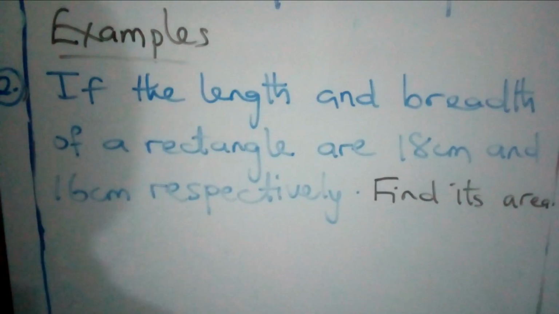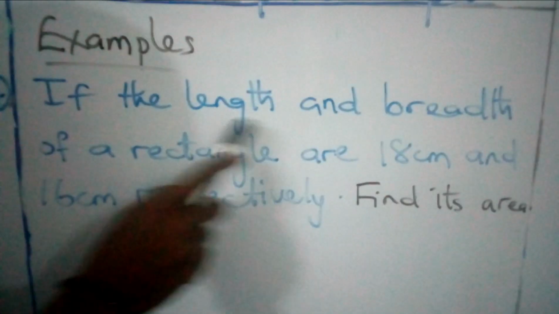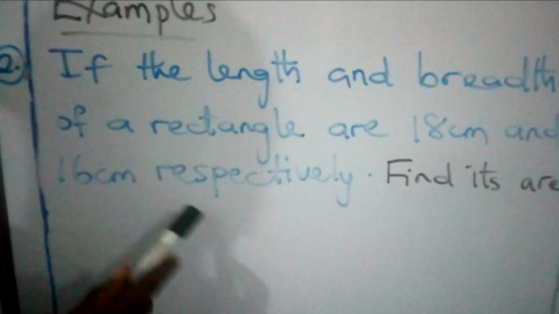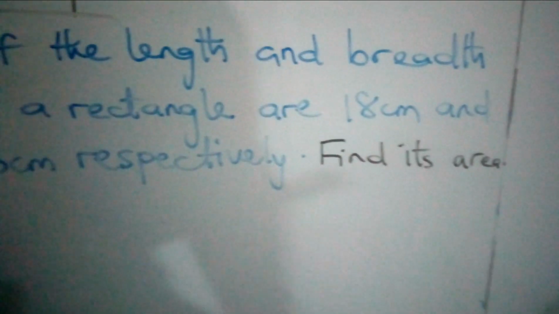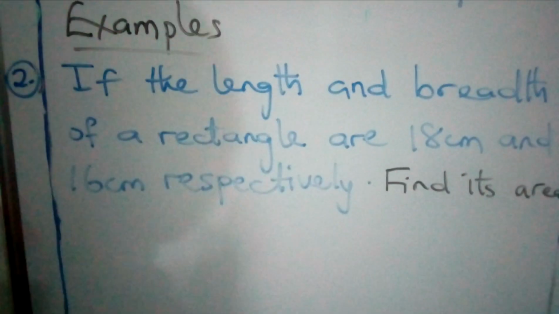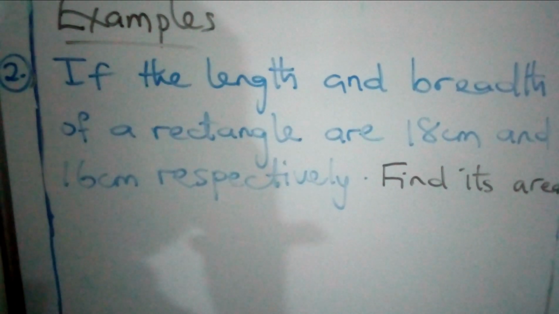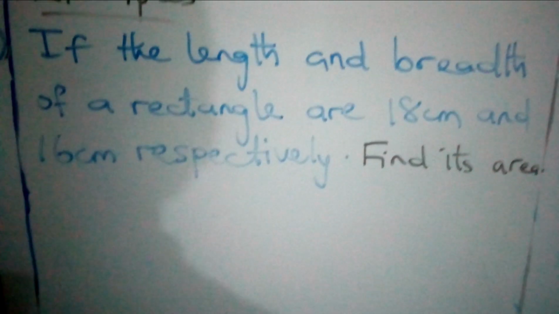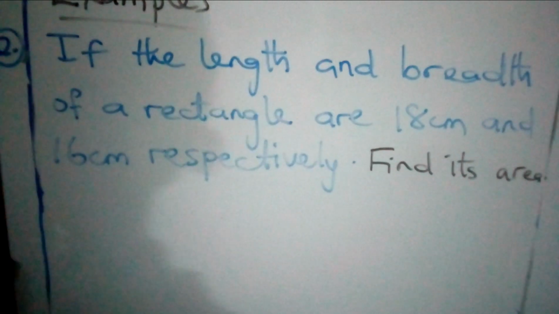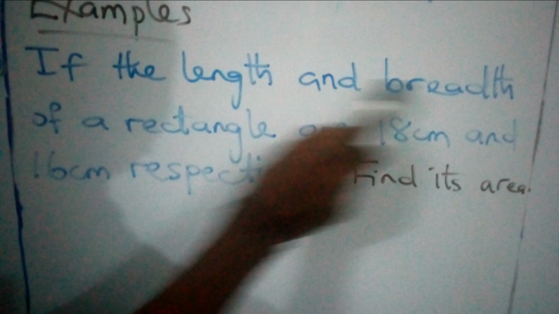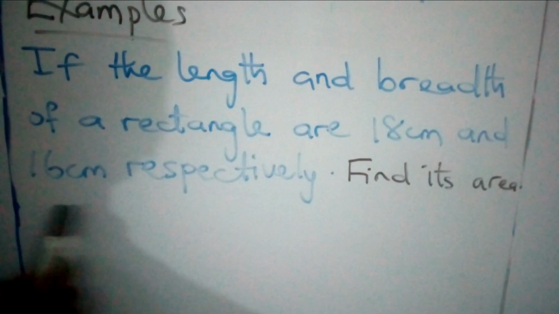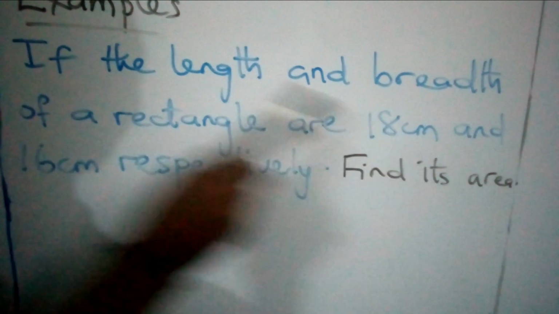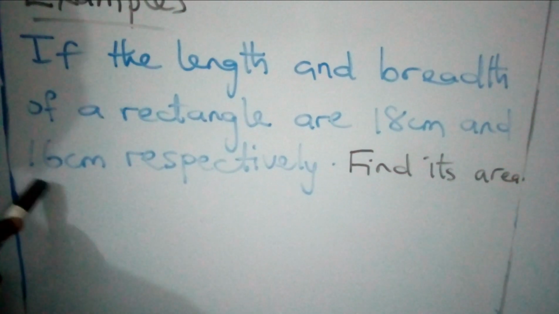Alright, let's take a look at example 2. If the length and the breadth of a rectangle are 18 centimeters and 16 centimeters respectively, find its area. Okay, the shape considered here is a rectangle. So according to our table, the area of a rectangle is length times breadth. Okay, so let's identify the dimensions given. If the length and breadth, length is coming before breadth, so respectively means accordingly. So the first dimension here, which is 18 centimeters, goes for length, while 16 centimeters goes for breadth.